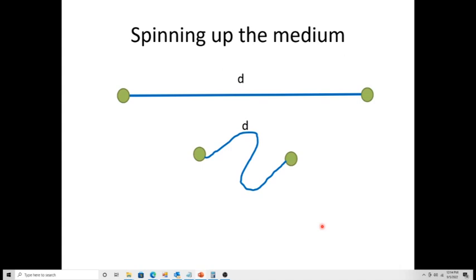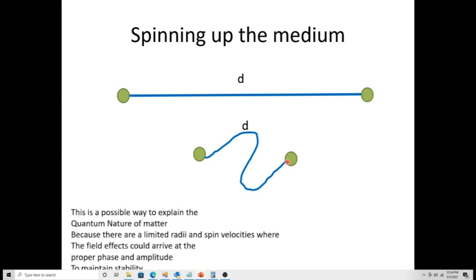Because we're spinning up the medium, the actual path that the force takes from particle A to particle B may be twisted around multiple times before it gets there. And this is beautiful. This may explain why things are quantized. Now, of course, there's going to be a string theory guy there: "Oh, you have reinvented string theory." No, yeah, please stop. This is not string theory. It looks like it, but this may explain why things are quantized.